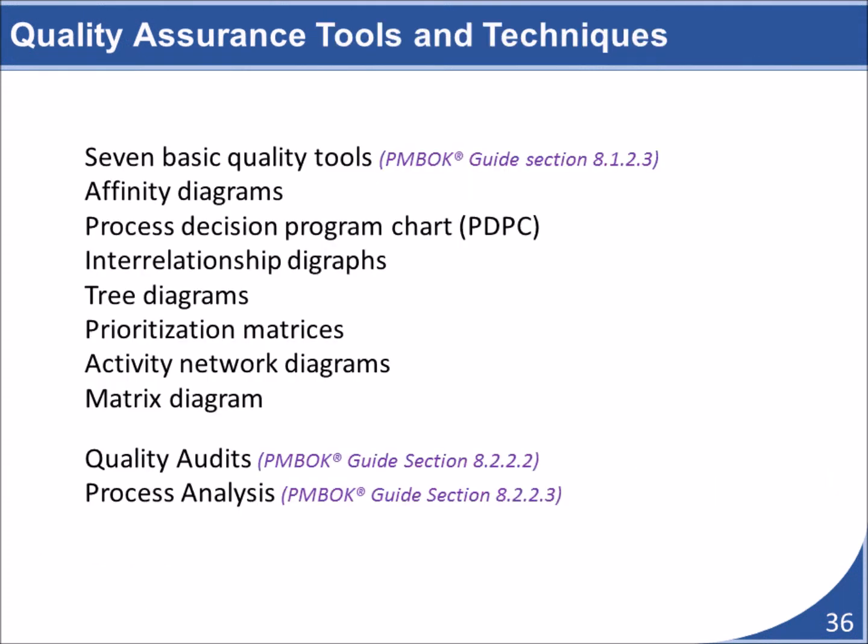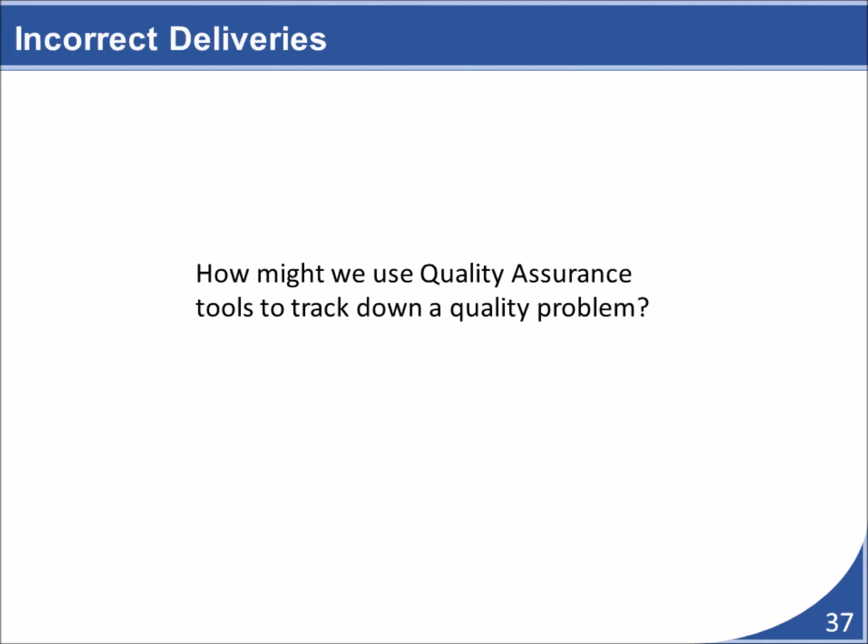The PMBOK guide provides a number of methods to examine a project's processes and procedures. Within this video, I will not examine each one, but instead show how some of them can be used in support of process analysis. Let's look at how a few of these quality assurance tools can help track down a problem that a project is having. The project is having the problem that some of the project deliverables are not getting to the customer.